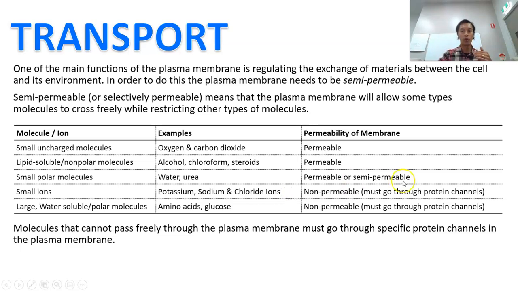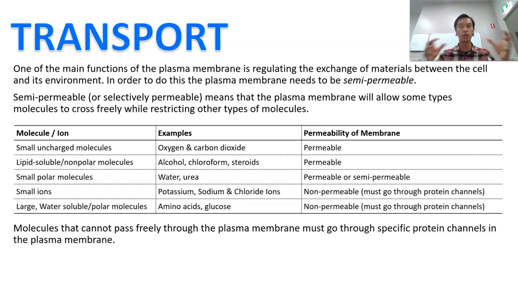Now, I want to talk about transport, because transport composes the main section of 2.4. One of the main functions of the plasma membrane is being able to regulate the exchange of materials between the cell and its environment. In order to do this, the plasma membrane needs to be semi-permeable. Semi-permeable, or selectively permeable, means that the plasma membrane will allow some types of molecules to cross freely while restricting the movement of other types. That's why it's called semi-permeable.